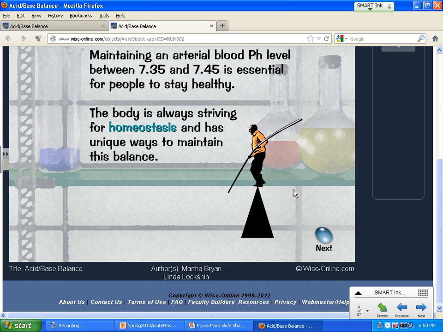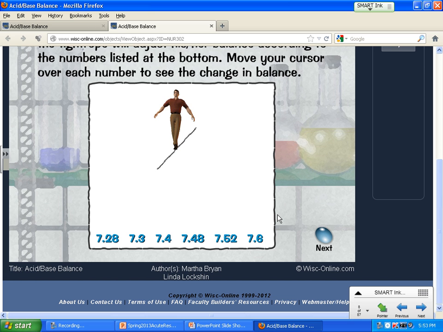So it's kind of like the guy on the tightrope. When he's at 7.4, which is within the normal range, he's pretty good on that tightrope. But if we move it to 7.48, a little bit alkalotic, right? He's getting a little unsteady, and if we move it higher, he's really having trouble staying on the tightrope, maintaining homeostasis, and when we get to 7.6, he falls off the tightrope. I'll put him back on there. I feel bad for him.